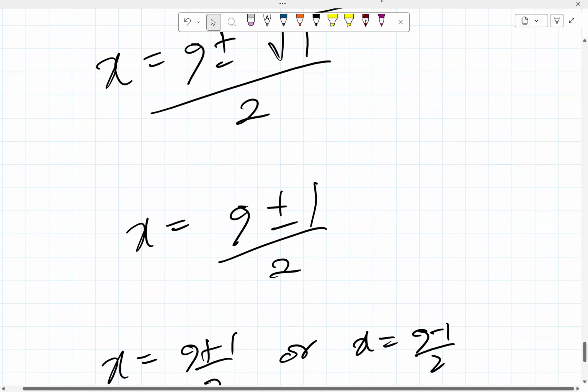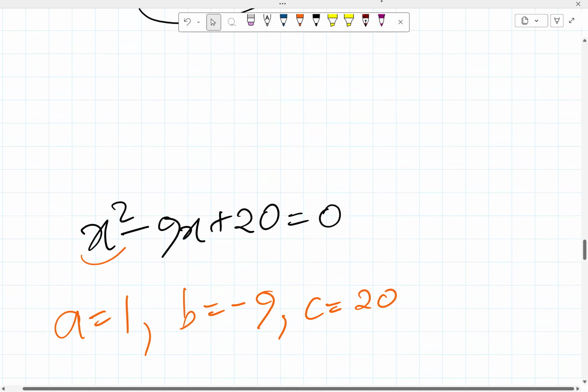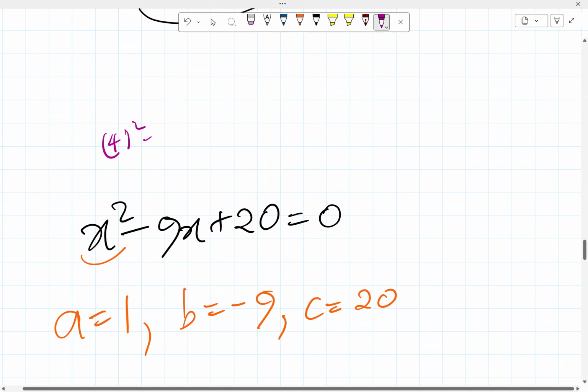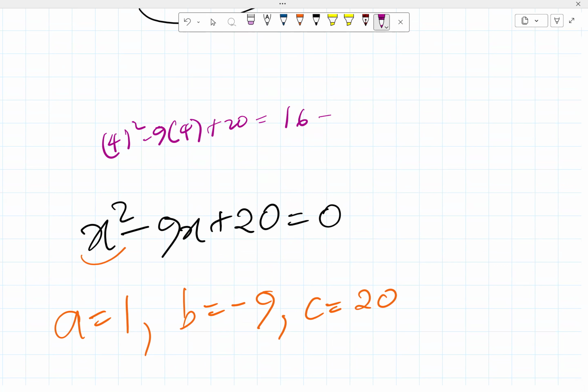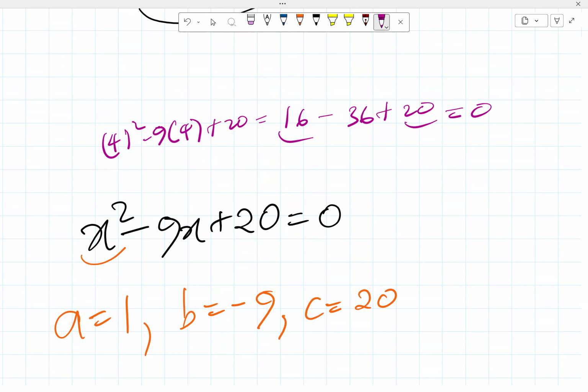So how do you check if the answer is correct? x is 5 or 4. So if you try this, when x is 4, you have 4 squared minus 9 times 4 plus 20. So 4 squared is 16, minus 36, plus 20. So 16 plus 20 is 36, and 36 minus 36 is 0. So you can see 4 is a good solution, it is correct.